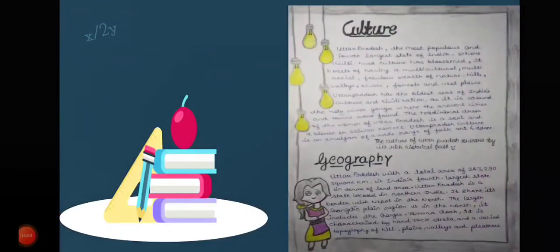The next one is culture. The culture of Uttar Pradesh is also very rich. The culture of Uttar Pradesh swears by its rich historical past. The geography: Uttar Pradesh has a total area of 2,43,219 square kilometers.